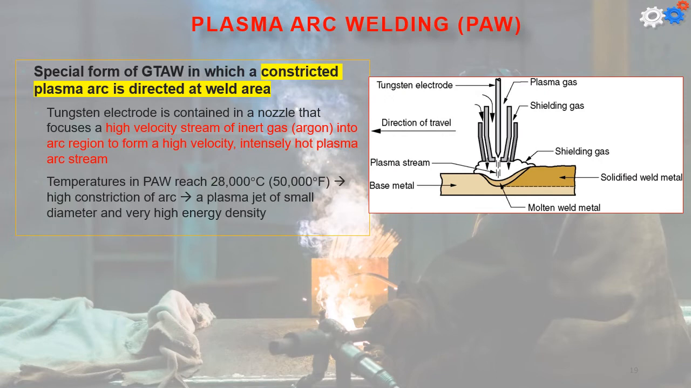Plasma arc welding is a special form of gas tungsten arc welding in which a constricted plasma arc is directed at the weld area. The tungsten electrode is contained in a nozzle that focuses a high-velocity stream of inert gas into the arc region to form a high-velocity, intensely hot plasma arc stream. The temperature in plasma arc welding can reach 28,000 degrees.